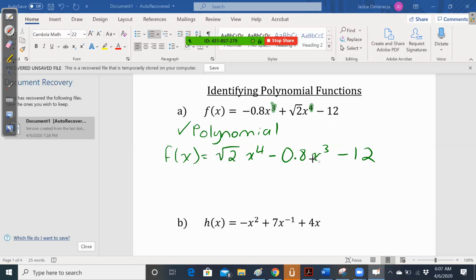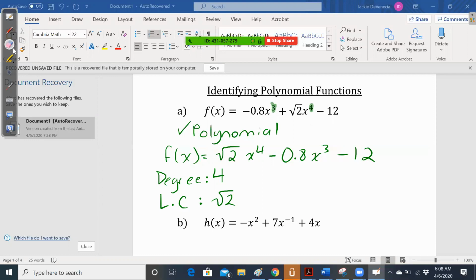Now that I have it in standard form, I can identify the degree, which is 4, the leading coefficient, which is square root of 2, and then my constant, that's going to be a -12. All right. So now that I have identified that, I could go on to the next problem.